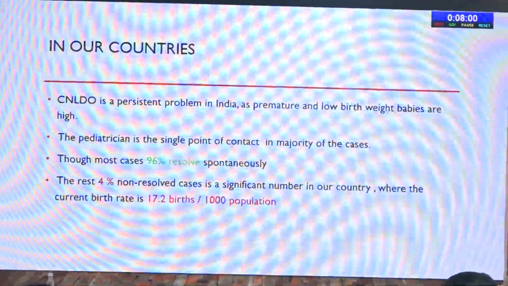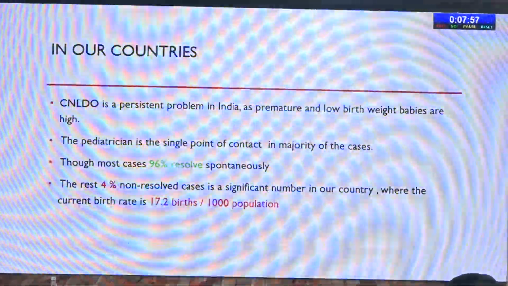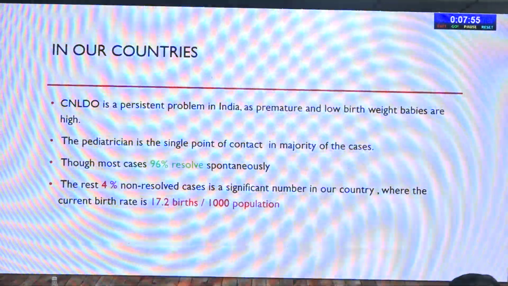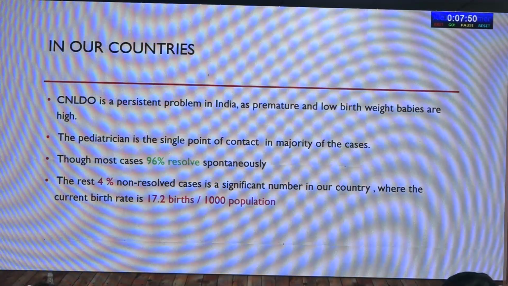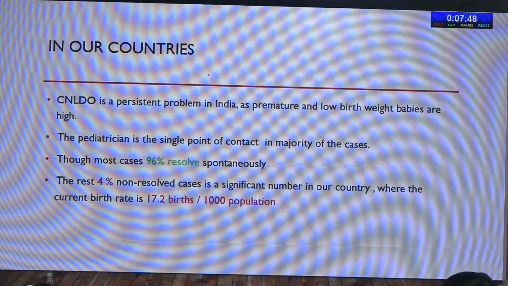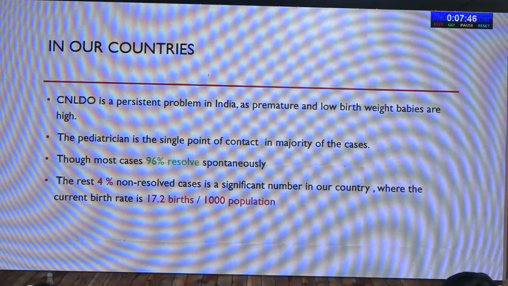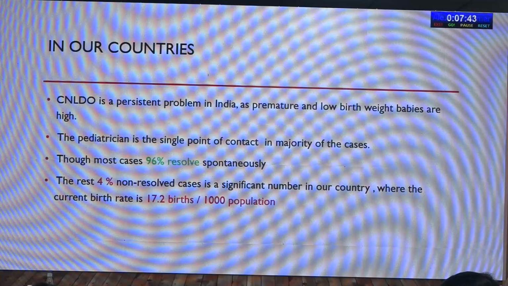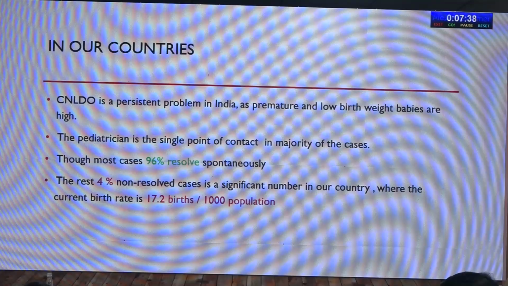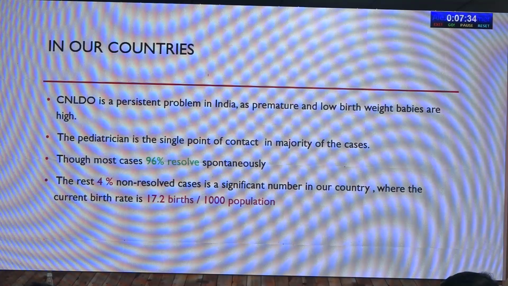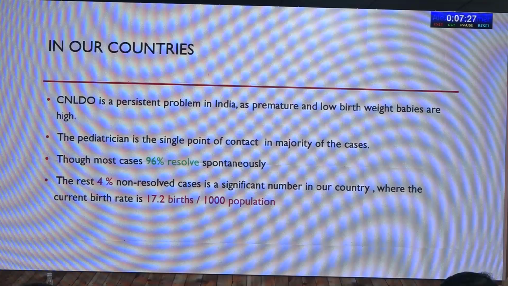So the persistent problem in India is premature, low birth weight babies, and less pediatric care. Though in most cases 95% resolve spontaneously, 4% need intervention. If we consider the total pediatric population less than 1 year, it is a huge number compared to any European country. So that's a big challenge for us.